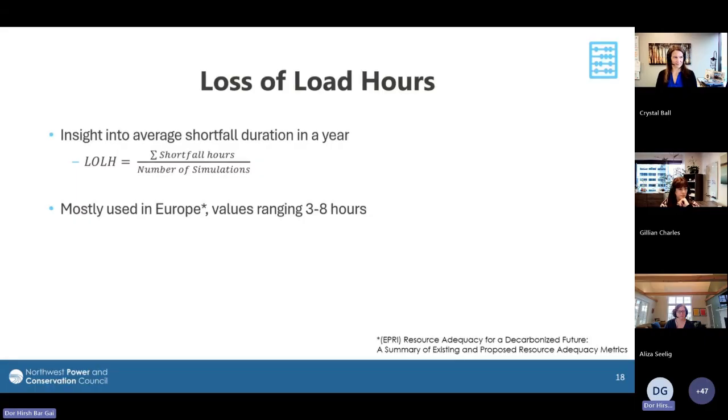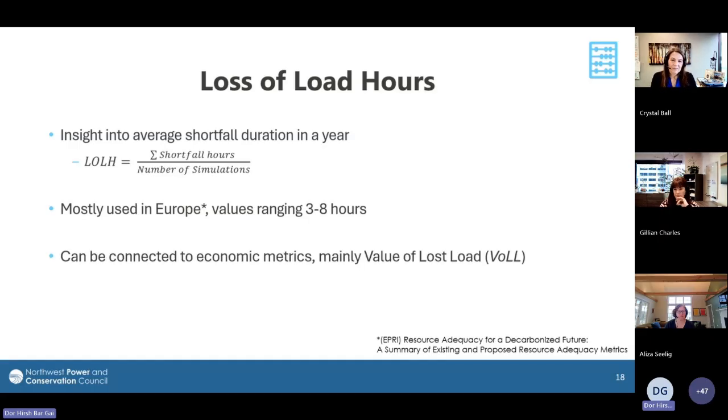And so maybe I'm doing a disservice to how I explain that, but if you look at the report, you will see about 3 to 8 hours. But broadly speaking, those systems are operated in ways that the LOLH metric is substantially lower. It is a criteria, but it tends to be much lower. And this is where we can start talking from a duration perspective, where it could have a connection to economic metrics, specifically the value of lost load.